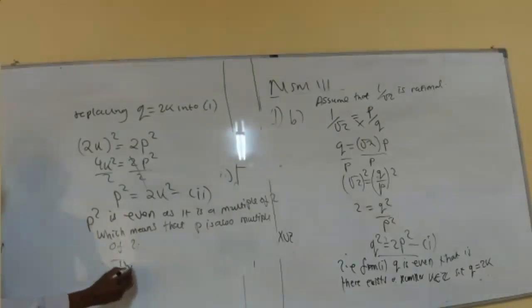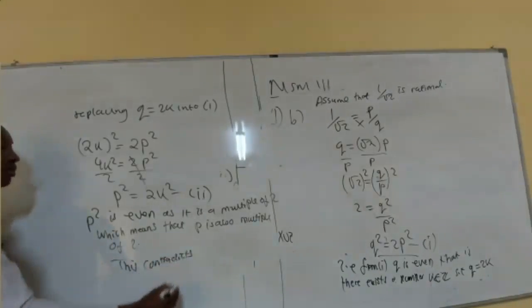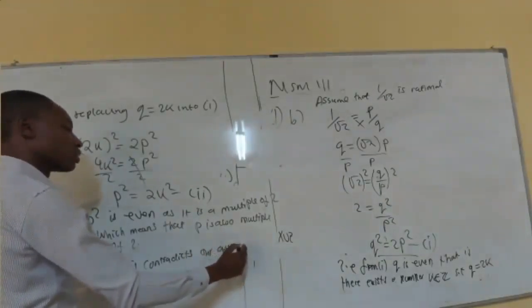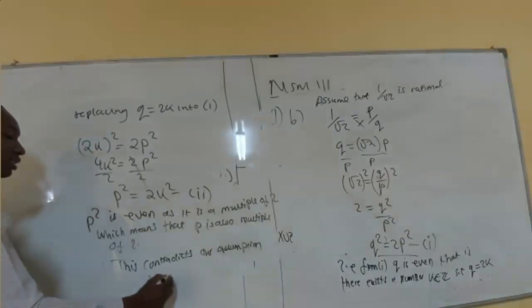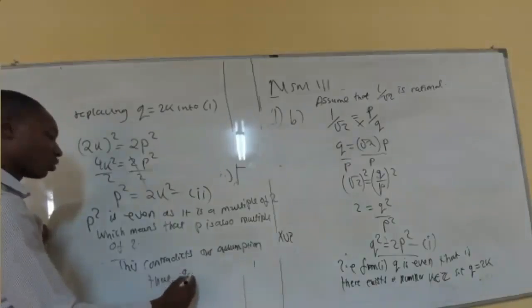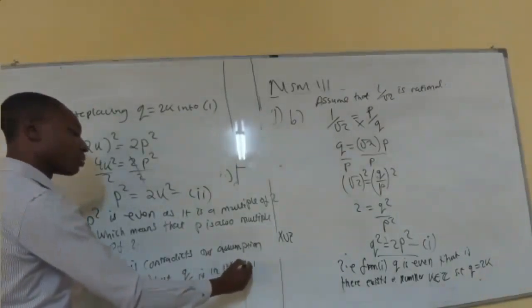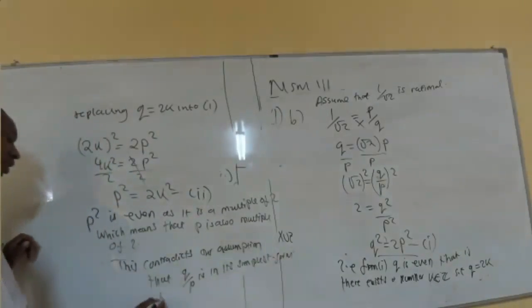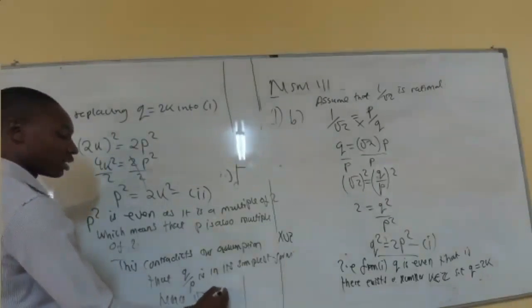So this contradicts our assumption that q over p is in its simplest form. Hence, root of 2 is actually irrational.